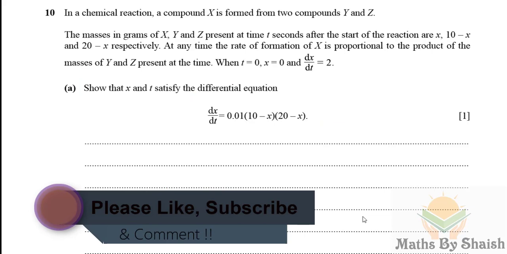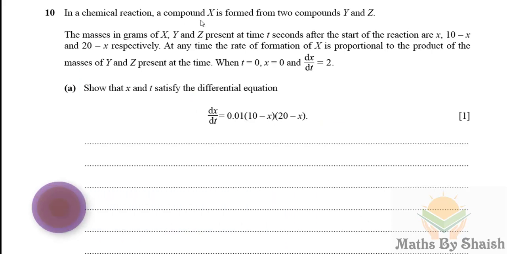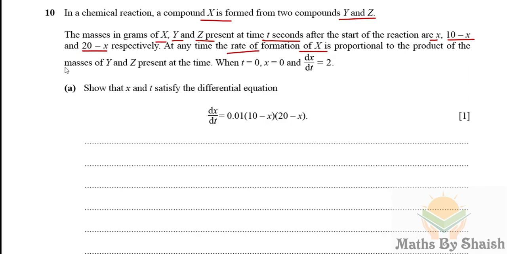Here's question number 10. In a chemical reaction, a compound X is formed from two compounds Y and Z. The masses in grams of X, Y, Z present at time t seconds after the start of the reaction are x, 10 minus x and 20 minus x respectively. At any time the rate of formation of X is proportional to the product of the masses of Y and Z present at the time. When t equals 0, x equals 0 and dx over dt equals 2.